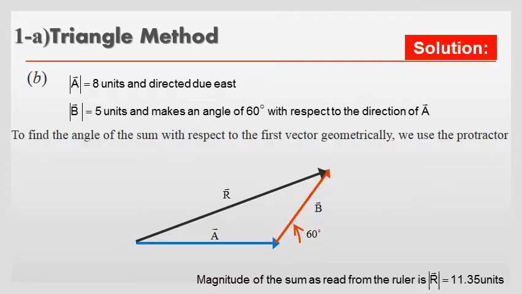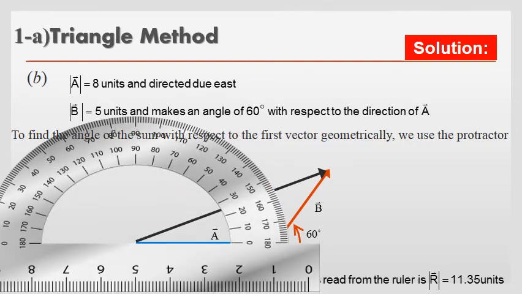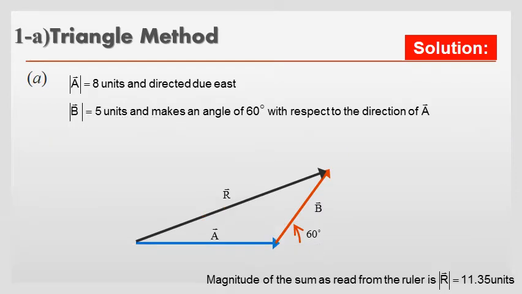To find the angle of the sum, use the protractor again, make a sign for this angle, and then this angle turns out to be 22.4 degrees. And here we are. The reading of the protractor gives the direction of R, which is 22.4 degrees.